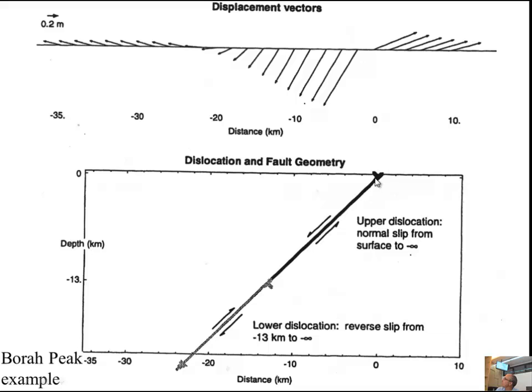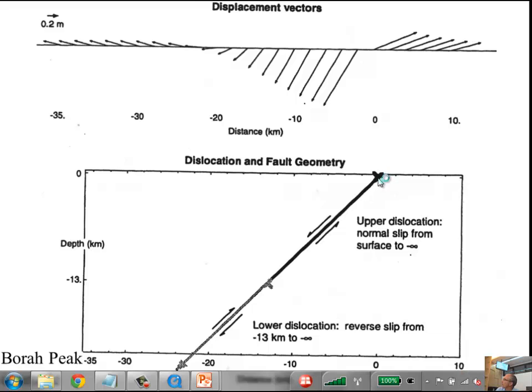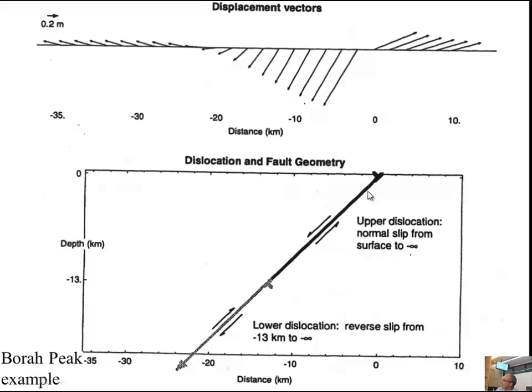So here is the model for Bora Peak. So we have one dislocation that would go down to minus infinity, and we need to get rid of the effect of its lower portion. So we put a second dislocation on here that has reverse slip from minus 13 to minus infinity. And so that counteracts the normal slip from this guy down there. So that just gives us this finite piece of fault. And if you look at these displacements that I calculate, it's quite similar to what the Bora Peak example was.